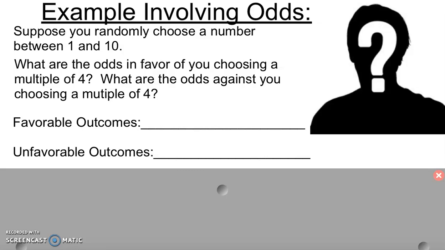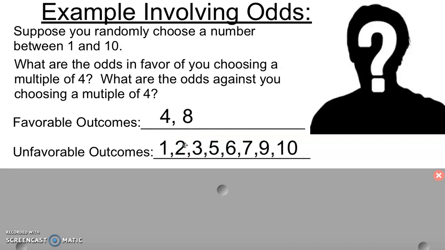Suppose you randomly choose a number between 1 and 10. What are the odds in favor of you choosing a multiple of 4? What are the odds against you choosing a multiple of 4? Well, the multiples of 4 between 1 and 10 are just 4 and 8. So our favorable outcomes are 4 and 8. The unfavorable outcomes are 1, 2, and 3, 5, 6, and 7, and 9 and 10.